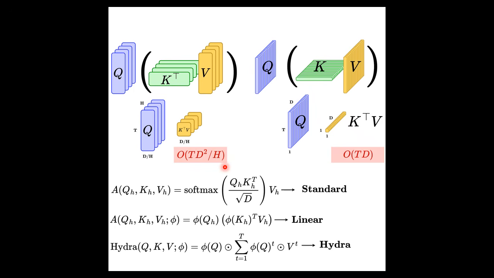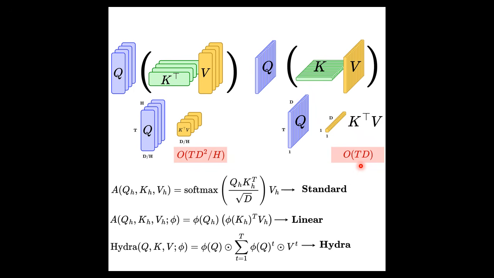What if we set the number of heads equal to the feature dimension, or H equals D? Now each head gets only one feature. Each head processes a scalar, and suddenly the complexity becomes T times D, linear in tokens and linear in features. That is Hydra Attention. But Hydra does something more interesting.